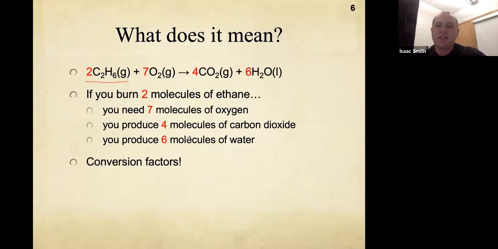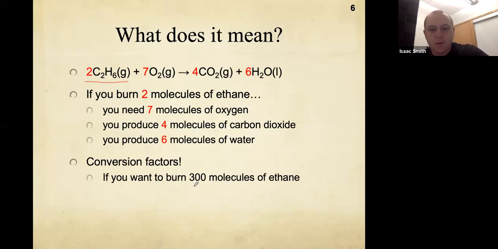So we can use these as conversion factors, which is very helpful. We're trying to figure out, for example, if we wanted to create 100 grams of carbon dioxide, how many grams of ethane would we need? Those kinds of questions are what we're going to be using these numbers for.